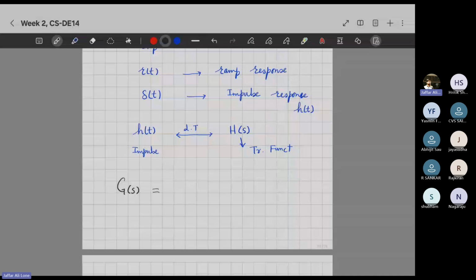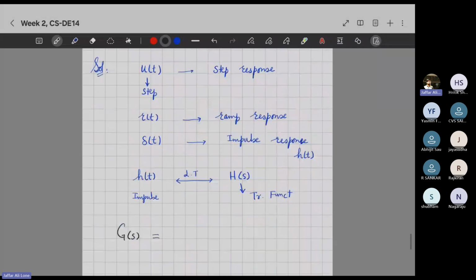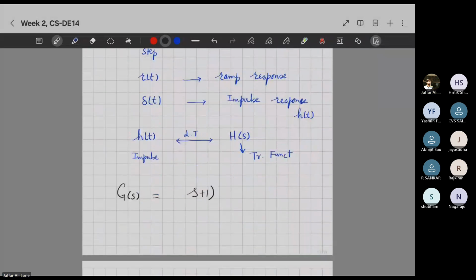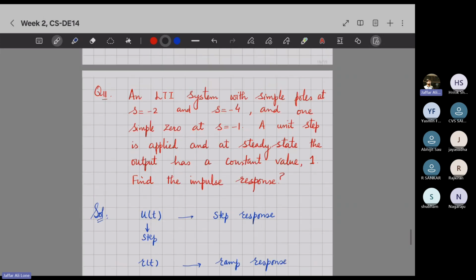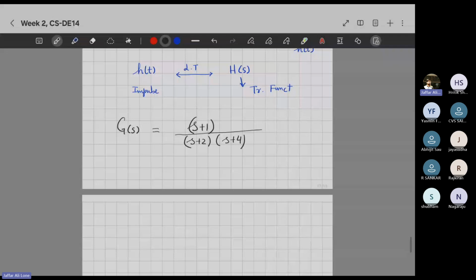So you have a system with one simple zero at -1. So it will be S plus 1 because the zero is at -1. So zeros are in the numerator. Then you have two simple poles at -2 and -4. It means your denominator is something like this, S plus 2 and S plus 4. So I think that was given. Yeah, -2 and -4. So your system is somehow given like this, but it's not directly given that your system is this. I'm just assuming based on the information I have.